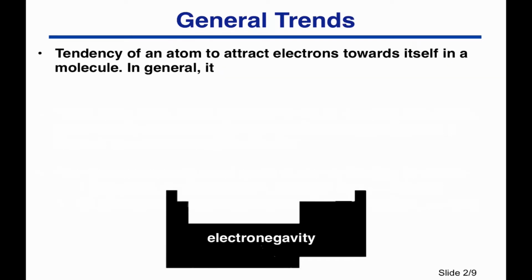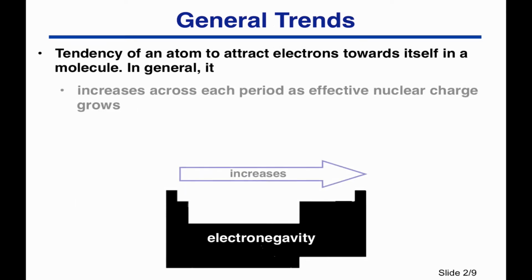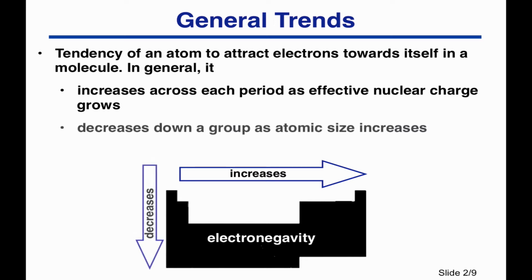There are some general trends in how electronegativity changes across the periodic table. As we move across a row, the nuclear charge is increasing, and this pulls electrons closer to atoms, and so electronegativity increases across each period. But as we go down a group, the atoms get bigger and bigger, and the pull on the electrons decreases, and so electronegativity decreases down a group. Put these two things together, and as we go diagonally down, electronegativity is approximately constant.